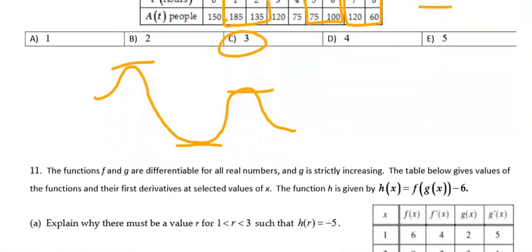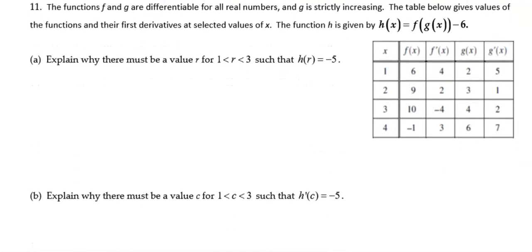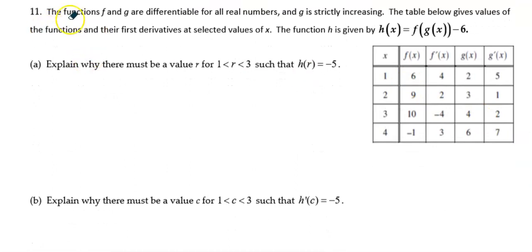So this example down here, I absolutely love. I love it, I love it, I love it. It says the functions f and g are differentiable on all real numbers, and g is strictly decreasing. Now this probably was taken somewhere on an FRQ, where if we were asking about Riemann sums, then we could talk about whether the left or the right was an over or underestimate. But we're not doing that question here. The table below gives values of the functions and their first derivatives at select values of x. The function h is given by our composition function right here. So h of x is equal to f of g of x minus 6.